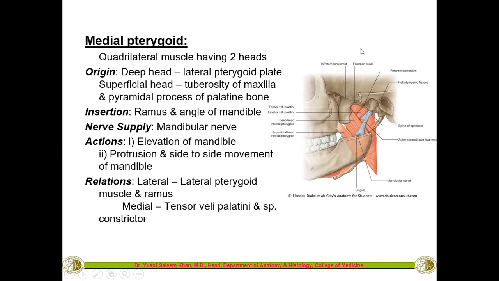Then going to the medial pterygoid. Medial pterygoid is medial to the lateral pterygoid, or deep to the lateral pterygoid. That's what is called the medial pterygoid.